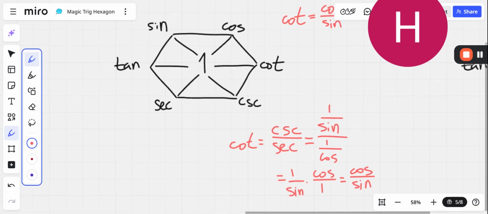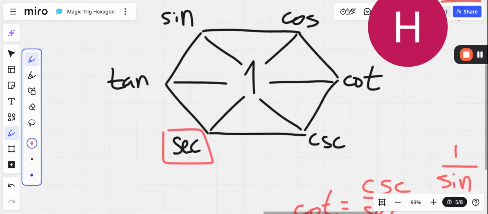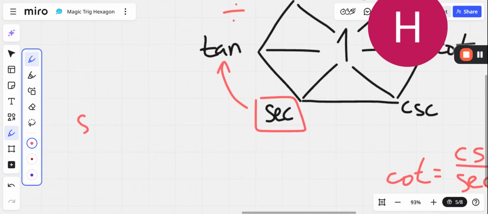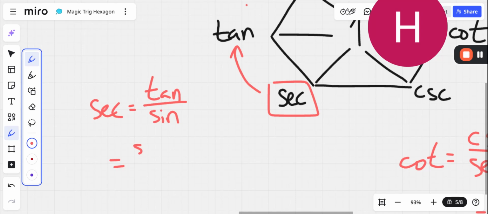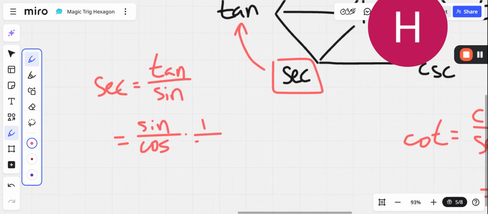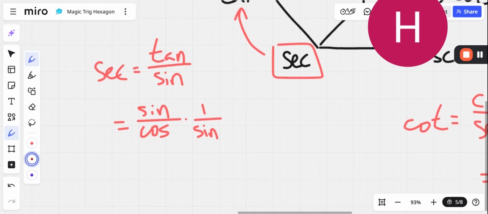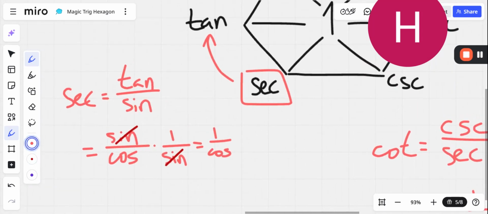Let's start maybe at secant. Secant is equal to tan divided by sine. Isn't that something? So that means secant is sine over cosine divided by sine, which I can just say multiply by 1 over sine. Whenever we divide by something, it doesn't have to be a fraction. Whenever we divide by something, it's the same as multiplying by its reciprocal. Those two would cancel, and so we would end up with 1 over cosine, which we know is secant.